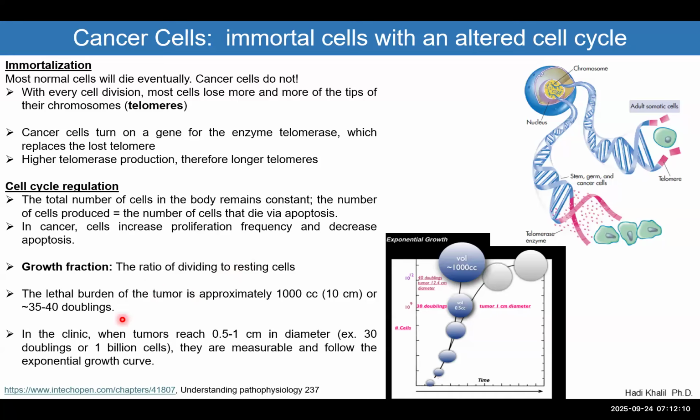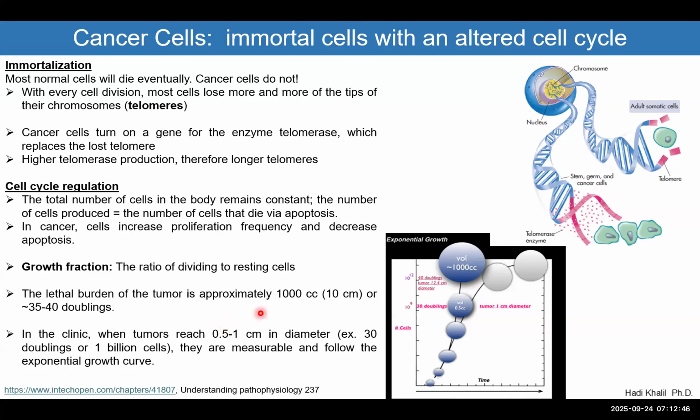Normally, there is a lethal burden when we get to an index of around 1,000 cubic centimeter. That's when the cells almost reach 30 to 40 doublings. Okay, because the cells are going to start dividing and dividing and don't do any function. And this is what we call exponential growth. So the cells become 2, become 4, become 8, and such.